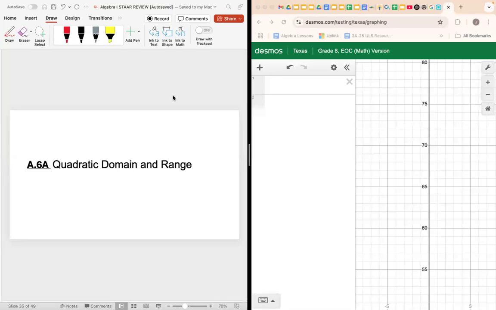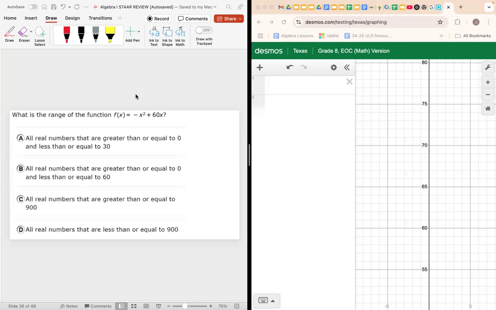Do you need to pass your Algebra 1 STAAR test? Well, you came to the right place. In this video, we're going to focus on quadratic, domain, and range. Let's get into it. All right, so what is the range of this function?